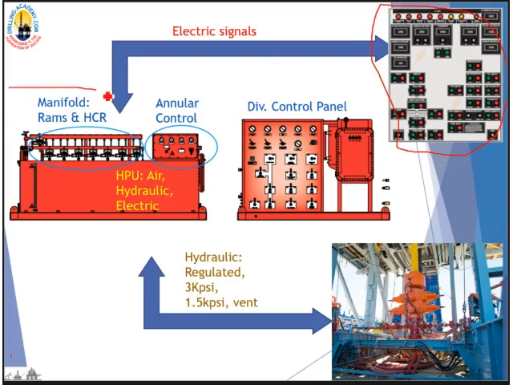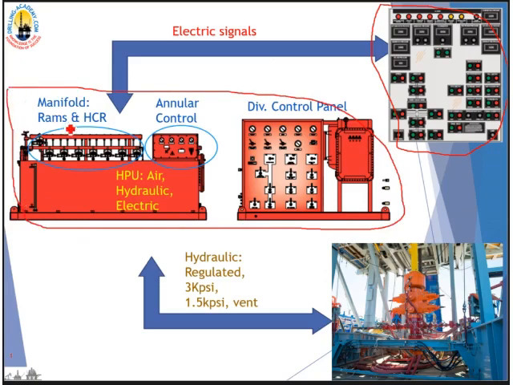And the second major important part is the Koomey unit itself. And here there are the reservoir, the manifold, rams, HCR valve and H7 valve. There is manual annular control for controlling the annular BOP, and there is also a diverter control panel here. And of course, the last component is the actuator, which is the BOP or diverter itself.